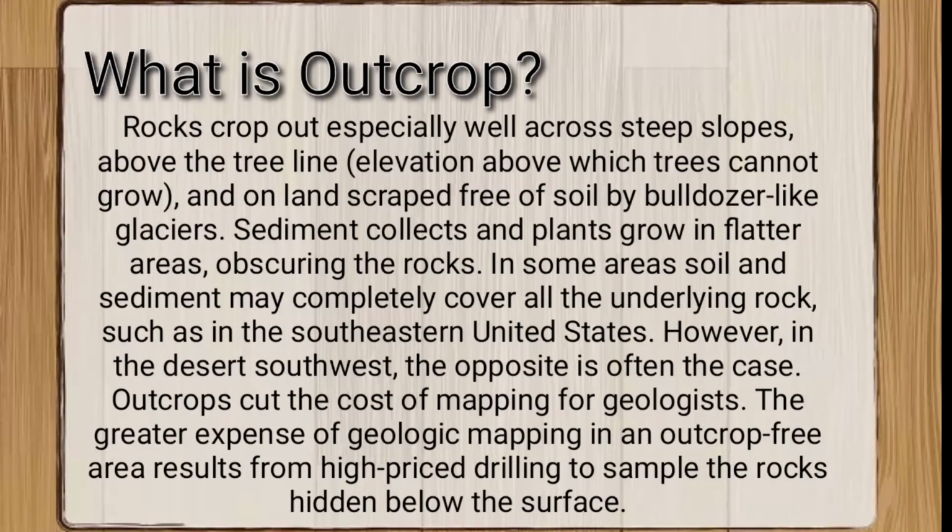Rocks crop out especially well across steep slopes, above the tree line, the elevation above which trees cannot grow, and on land scraped free of soil by bulldozer-like glaciers. Sediment collects and plants grow in flatter areas, obscuring the rocks. In some areas, soil and sediment may completely cover all the underlying rock, such as in the southeastern United States. However, in the desert southwest, the opposite is often the case.